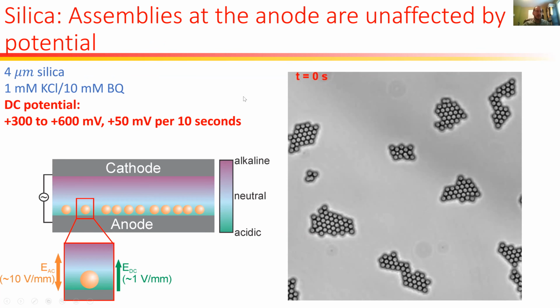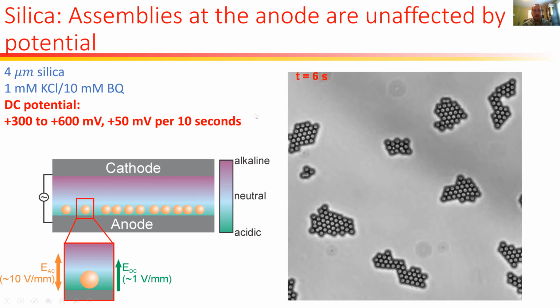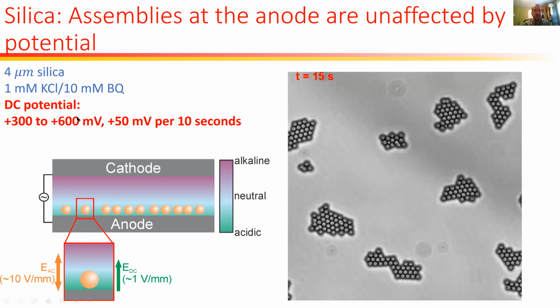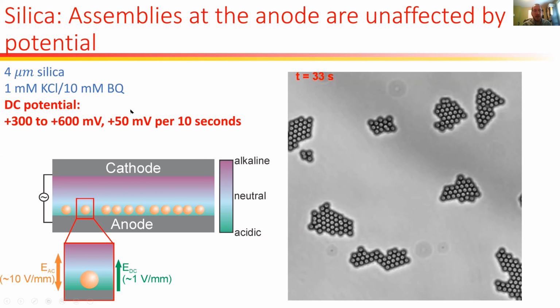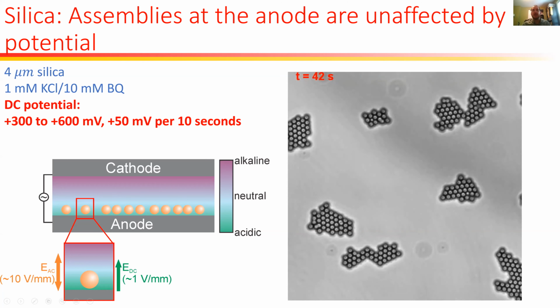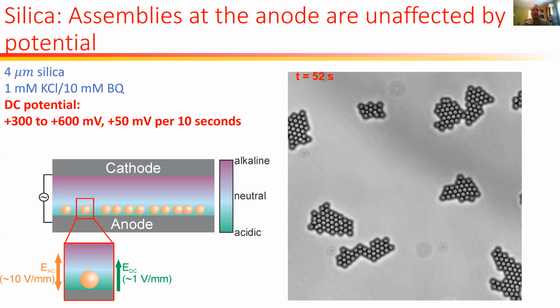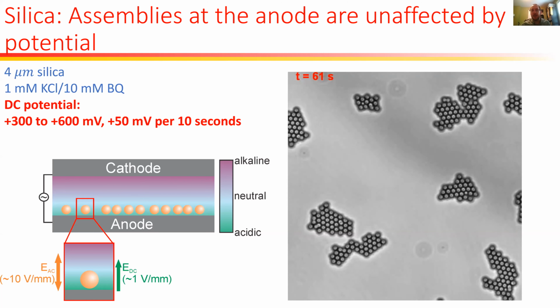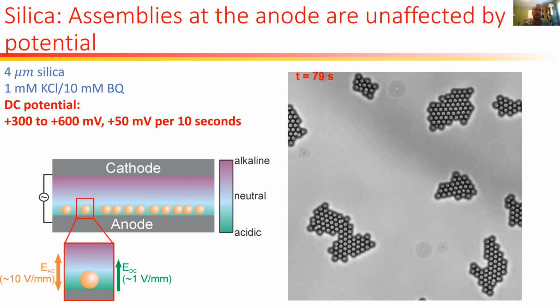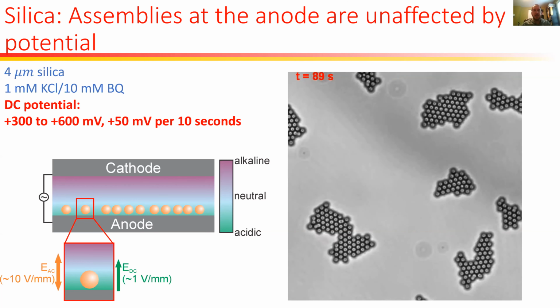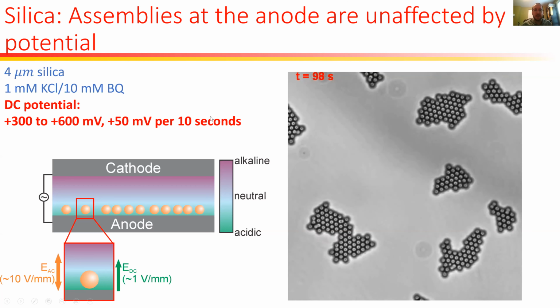However, if we flip this system around and now make the anode the bottom electrode, this is now going to be an acidic pH, and nothing happens. The particles remain assembled if we just apply increasingly large positive voltages. And I'll note that we don't ever go outside of the electrochemical window of water, because outside there we will also change the pH due to electrolysis reactions. So we're staying away from electrolysis, in the hopes that the only electrochemistry going on is that of benzoquinone.